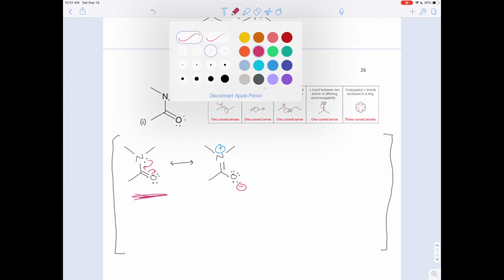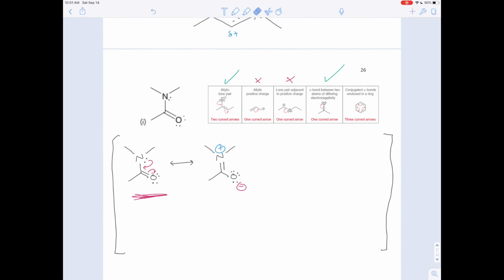Do you have a pi bond between atoms of differing electronegativity? We do have that. This pi bond here between the carbon and the oxygen, the second bond there, is between two atoms with different electronegativity. Oxygen has a huge electronegativity, and carbon is just average. So we're going to have another resonance structure coming off of this one. Whenever you have that pattern, the curved arrow pattern that goes with it is that the pi electrons go onto the more electronegative atom.